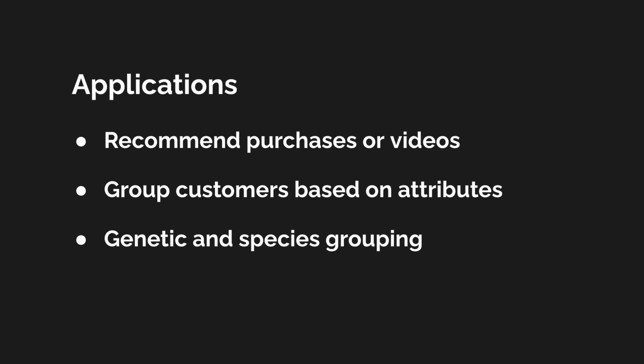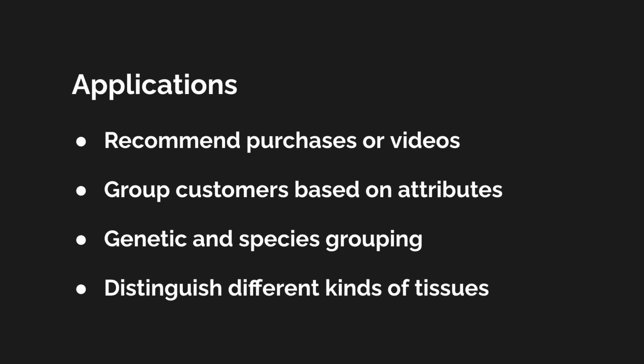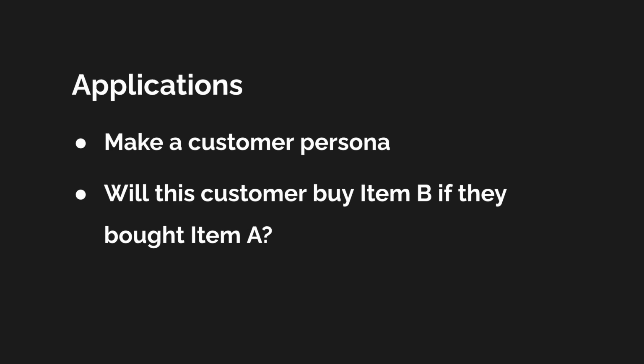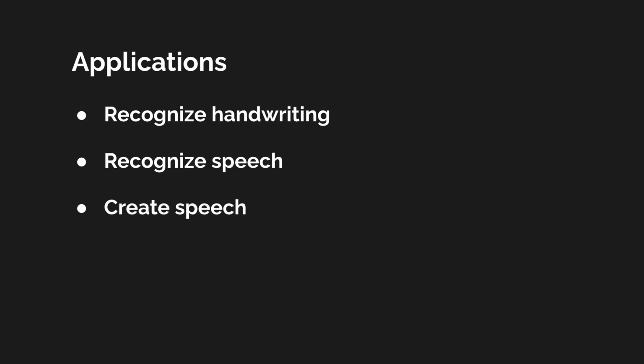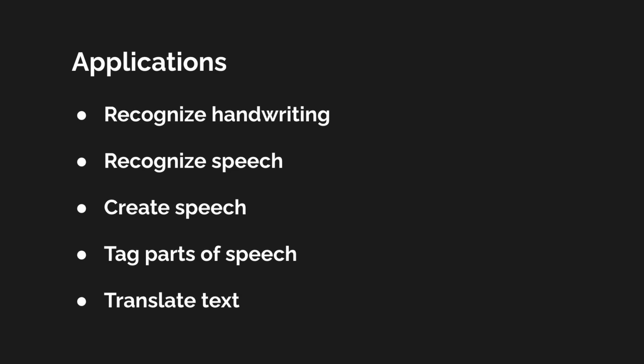As well, in genetic and species grouping, this type of machine learning model is commonly used, and to distinguish between different kinds of tissues, just another practical example. More applications of unsupervised learning are to create a customer persona, to determine will this customer buy item B if they bought item A, and to detect bot activity. And even more, you can recognize handwriting with unsupervised learning, as well as speech. You can create speech and tag parts of speech and translate text. So across all types of different mediums, you can use unsupervised learning to solve a lot of problems.